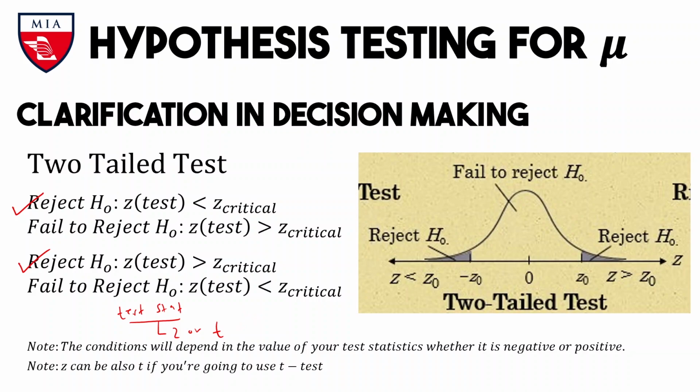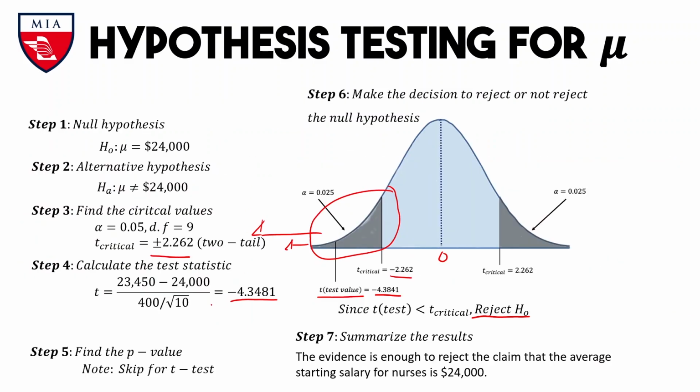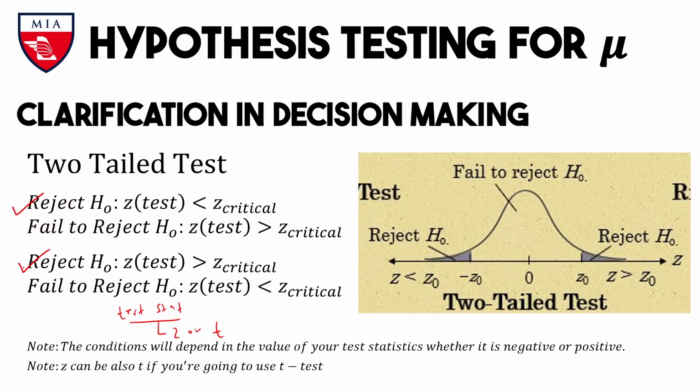For example, here in our two-tailed test, we calculated a value of negative 4.348. So it means we will use the conditions for the left-tailed.